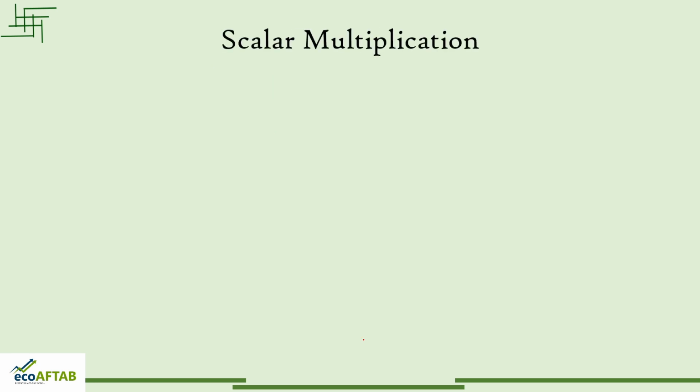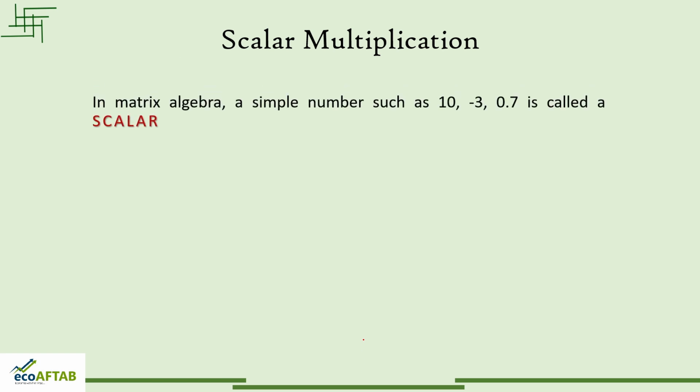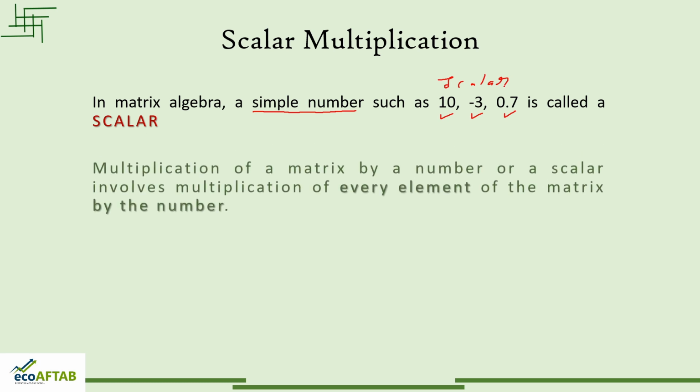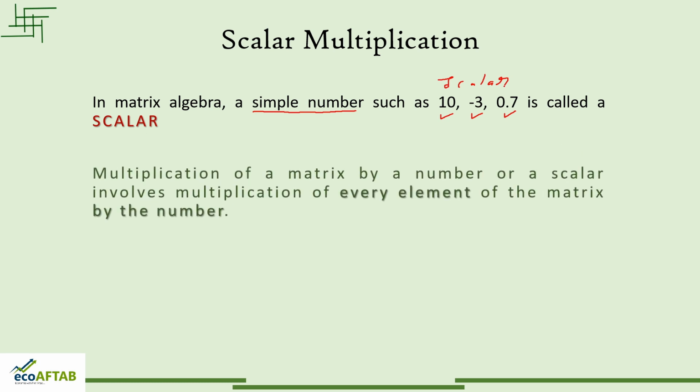Next is scalar multiplication. So what do you mean by scalar? In matrix algebra, if we have a simple number such as 10 or minus 3 or 0.7, these numbers are called scalars. A single number is called a scalar in matrix algebra. So multiplication of a matrix by a number, or you can say by a scalar, involves multiplication of every element of the matrix by the number.